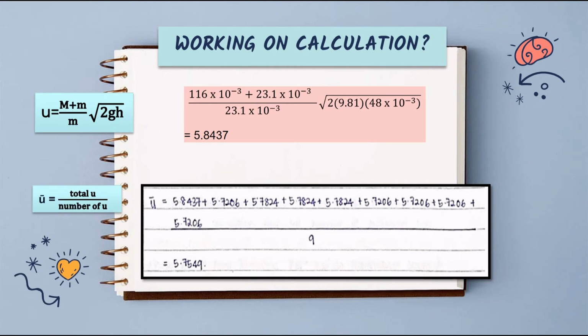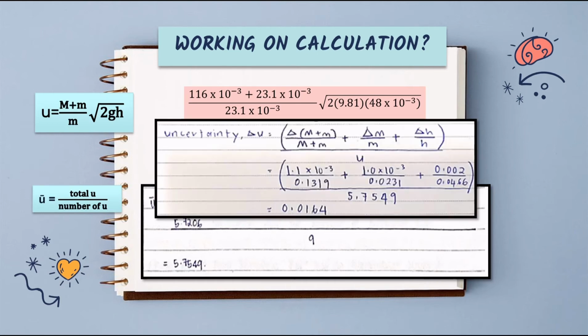Now, let's say we take trial 1 as an example. We can just substitute the values from trial 1 into this formula and we get 5.8437 for trial 1. Now, repeat the same step to find the U for trial 2 until trial 9.